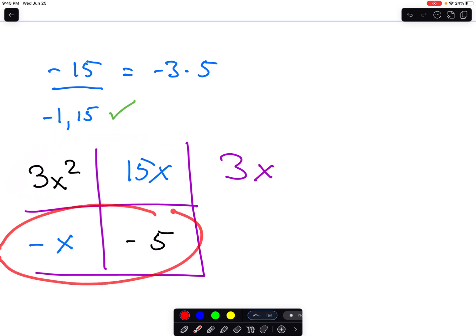What's the greatest common factor here? What do these have in common? Well, they both have what? Negative 1.